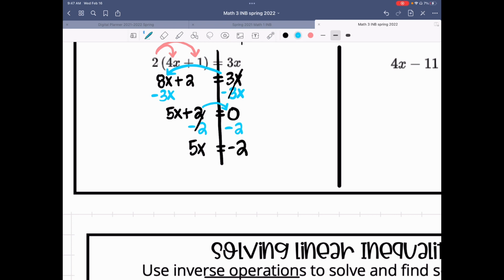And then we need to split this coefficient from our variable x. And in order to do that, we know that this is being multiplied, so that's technically 5 times x. So we're going to do the inverse of multiplication, which is division. So x equals negative 2 over 5 for our solution there.